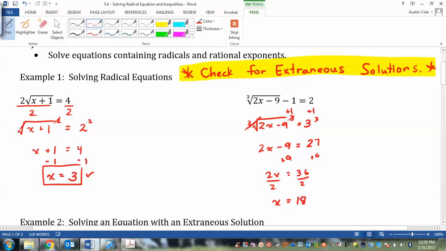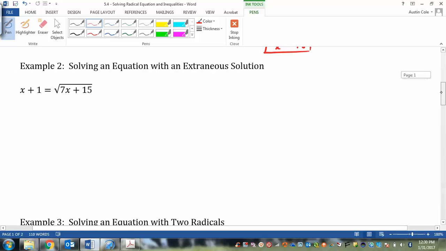I think we get 18, right? Yes. Okay, since it's a cube root, we don't need to necessarily check it. Is it always an option? Yes. We don't need to check for extraneous if it's cube, only if it's squared. Questions there? Tristan? So it will always work if it's cubed? If it's cube, yes, we don't need to check. If it's squared, or I guess I should say an even root, we should check it. Okay?